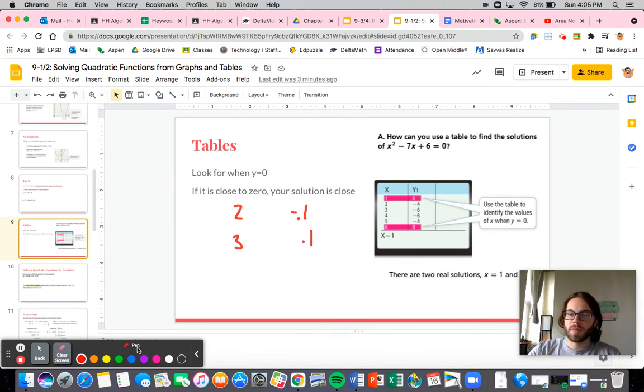So that is just a general overview on the potential number of solutions and how to identify solutions based on a graph or based on a table. Ultimately, we are going to show a number of different ways to use these, but this should be a nice overview to get you started.